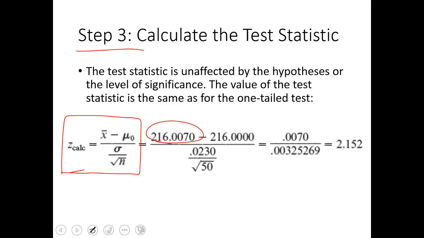216.0970, I'm sorry, 216.00970, and our benchmark is 216 millimeter, and we know the standard deviation and the number of samples is 50, and we obtained the 2.152 as we studied in the previous example.